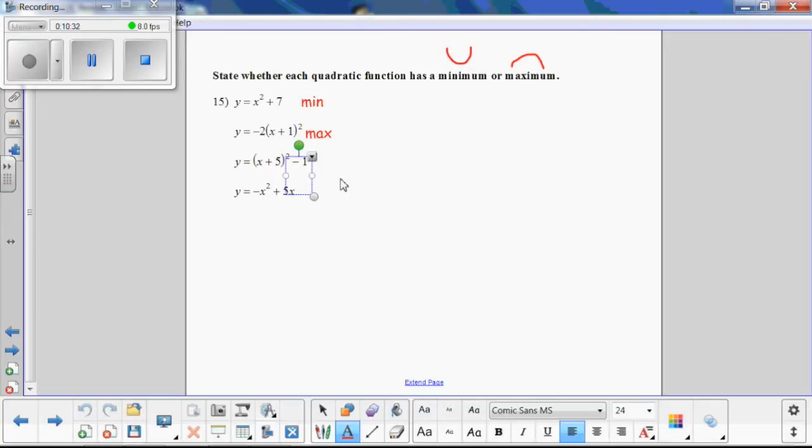You try the last two. You should have found that this one has a minimum and this one has a maximum.